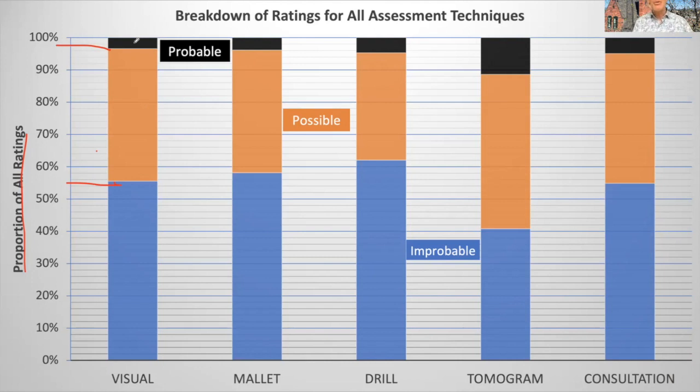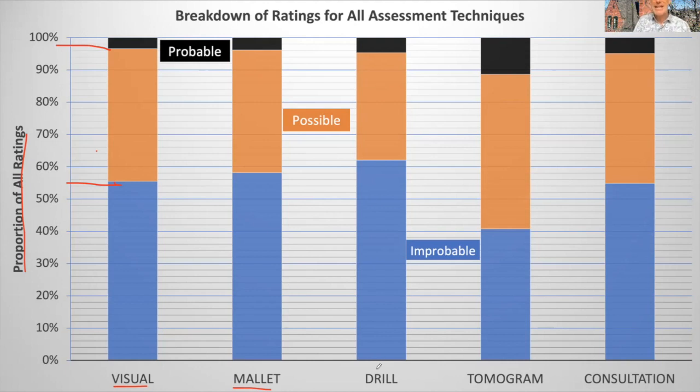That same pattern, a small amount of probable, a larger amount of possible, and then more than half improbable, holds for the mallet technique. It's pretty consistent with the initial visual assessment, which kind of gets you the sense that people probably didn't change their ratings a whole lot. We're going to look at that in more detail in a few slides.